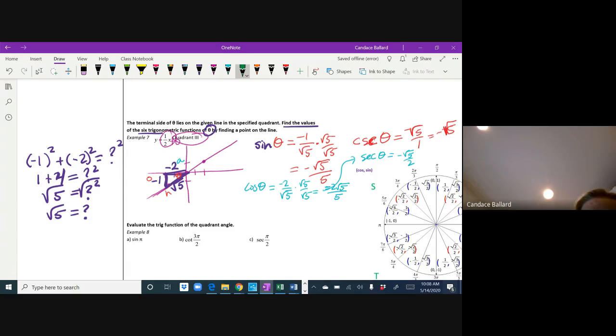All right. And then I need to do tangent because that's what's left. So tangent is the opposite over the adjacent. So negative 1 over negative 2, which is positive 1/2. That makes sense because remember we talked about how in "all students take calculus," tangent goes positive in that quadrant. And then cotangent, I just flip the reciprocal of tangent, so I get 2 over 1.